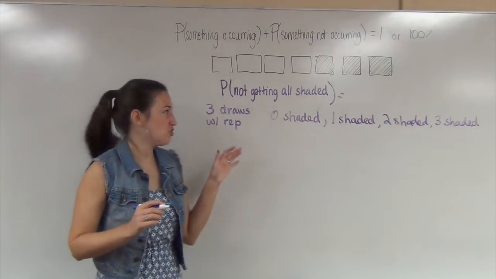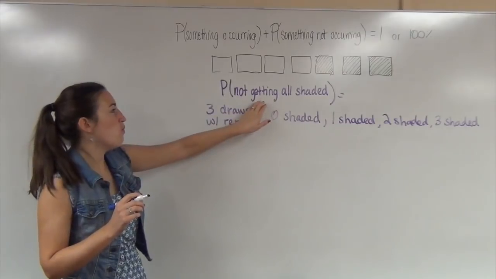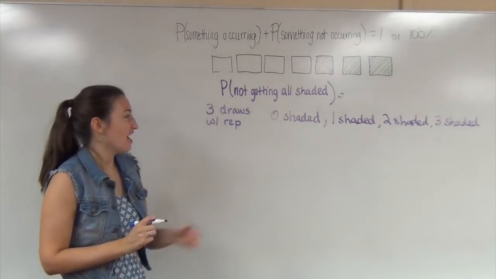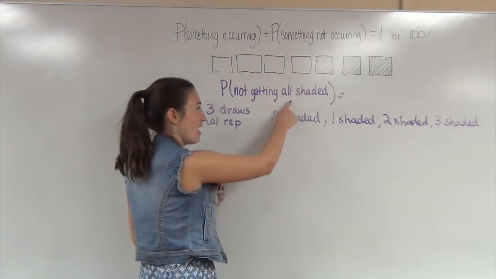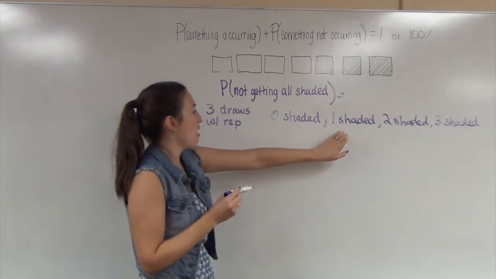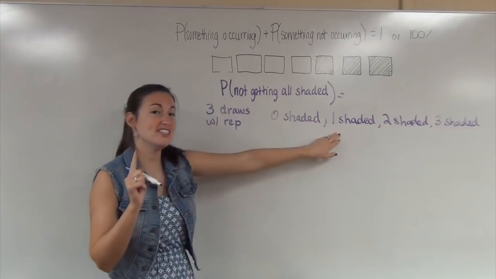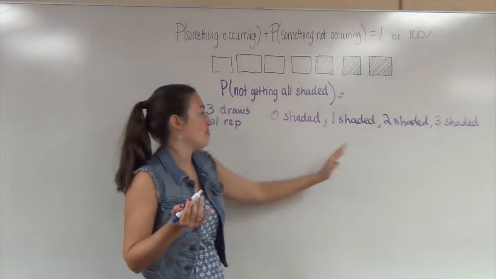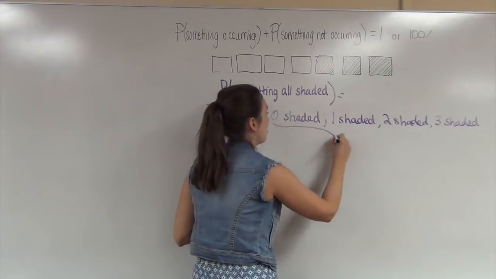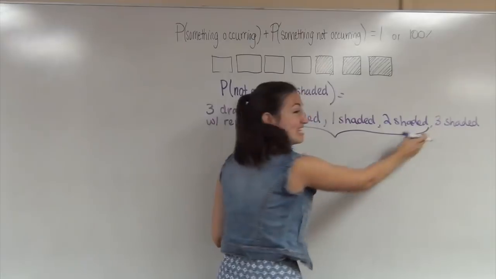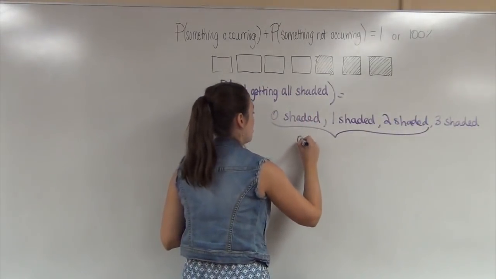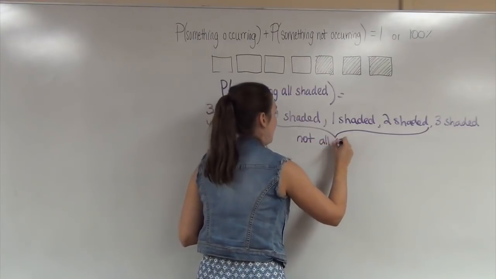And those are my only options, right? So I want to figure out which of these constitute not getting all shaded tickets. I can go through again and say, all right, 0 shaded, is that not getting all shaded? Yeah, that makes sense, right? 0 is not all. If I'm drawing 3 times, is getting 1 shaded not all shaded? Yes. Same with 2 shaded, that's not all shaded. The only thing that doesn't encompass the not all is getting all 3 shaded. So it makes sense. These 3 options represent not getting all shaded.